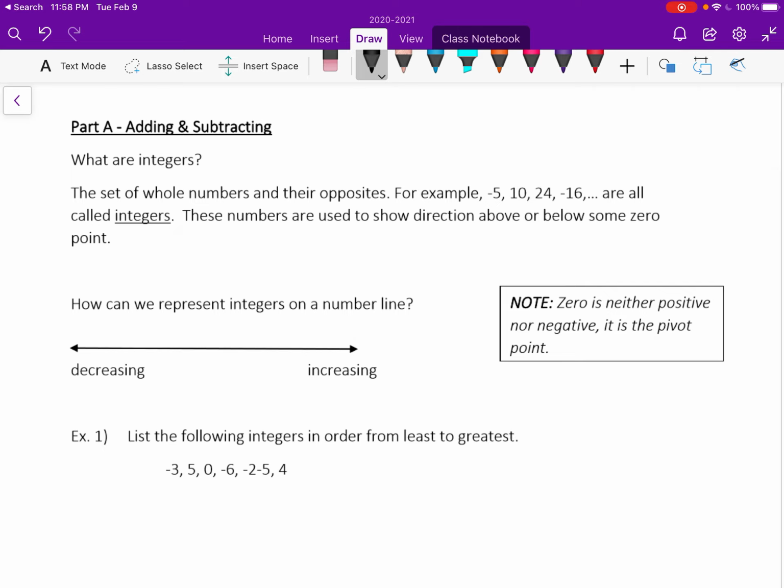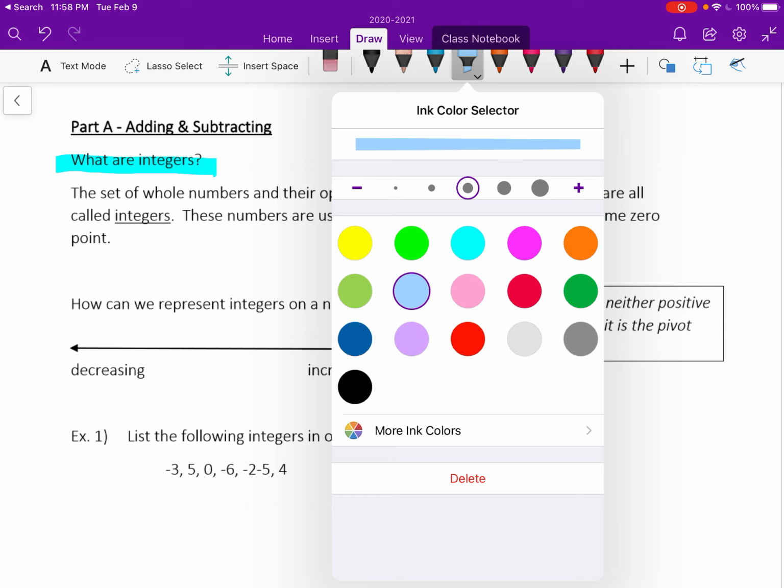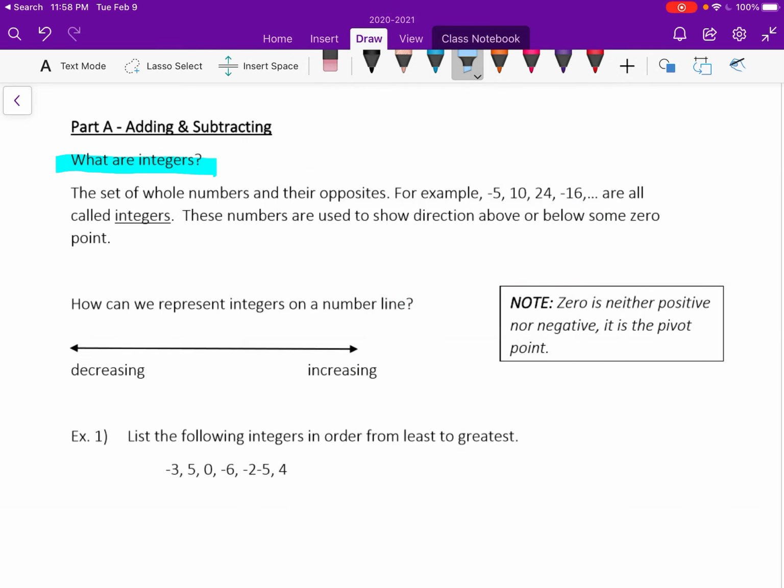So we're just going to start off with adding and subtracting. Before we start off, we're just going to ask ourselves, what is an integer? So what is it when we call something an integer and why do we use that term? An integer is a set of all whole numbers and their opposites. So for example, we have -5, +10, 24, -16. All of these are called integers. And the reason they're called integers is because they're whole numbers. These numbers are used to show direction above or below some 0 point.